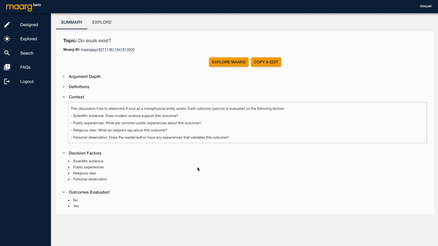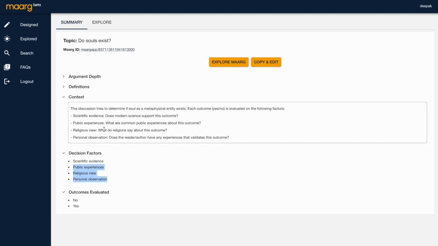So, for example, if you already have experienced something like a soul, you may not even care about the other three factors. Because each of the factors has a different weightage in general, you may be a completely pro-science person and you may not even care about these three other factors.